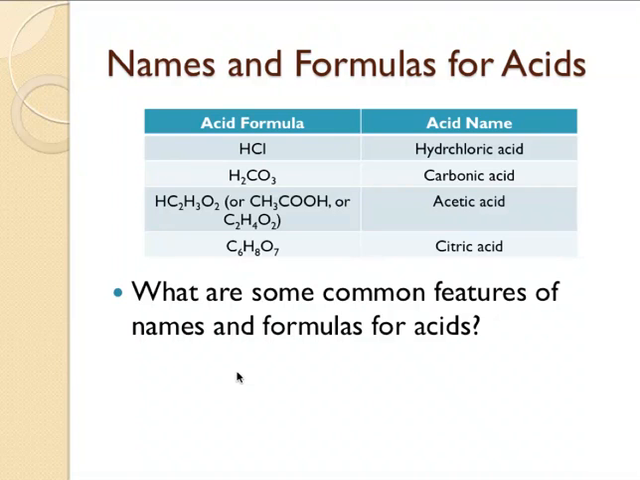Names and formulas for acids. What are some common ones, if we look at them, oh, there's a spelling error. Hydrochloric acid, HCl, H2CO3, carbonic acid, HC2H3O2, we know that C2H3O2 negative ion as the acetate ion. Connect an H to it, I have acetic acid. Citric acid has the general formula C6H8O7.